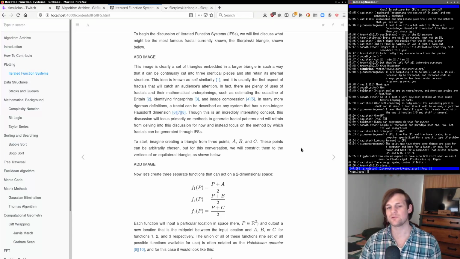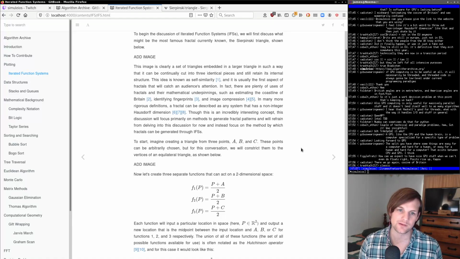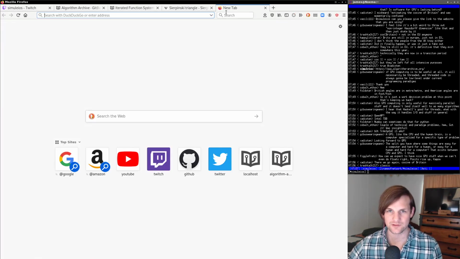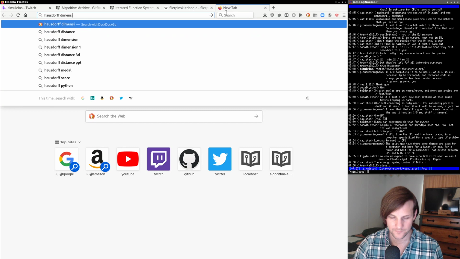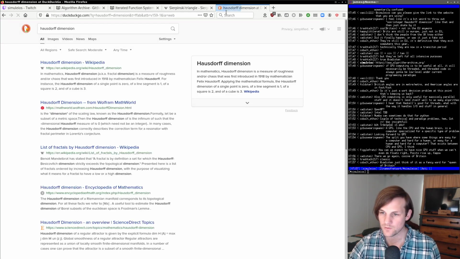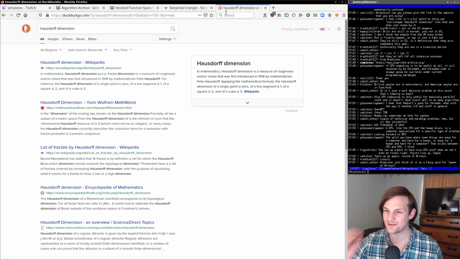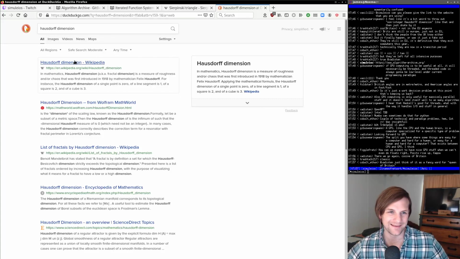I think maybe this is okay because I do cite where this is coming from. So if people have a question about the Hausdorff dimension, maybe I need to add a sentence about this. Let's add a sentence about it. I think it's just a fancy word for the coastline of Britain.